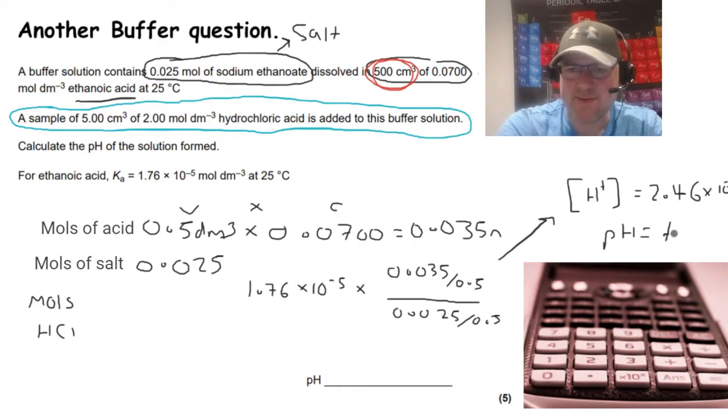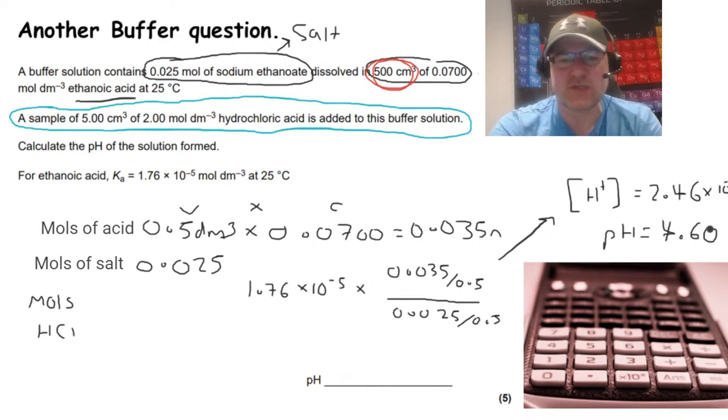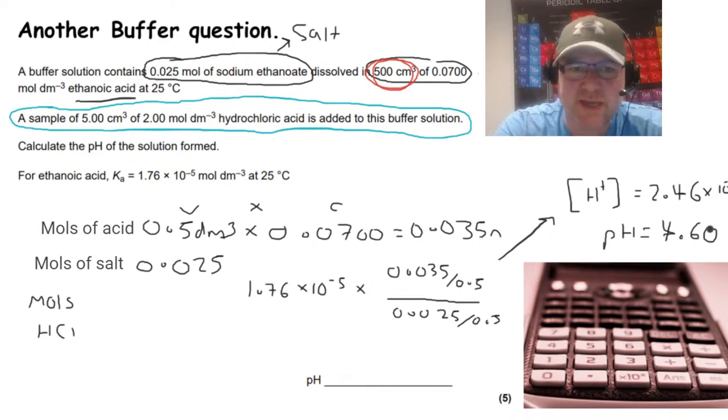Okay. So that would be at the start. This buffer has a pH of 4.6. Let me just double check that. Anyone else, please double check it and let me know if there's any errors there. That would be beautiful. Right. So let's do.